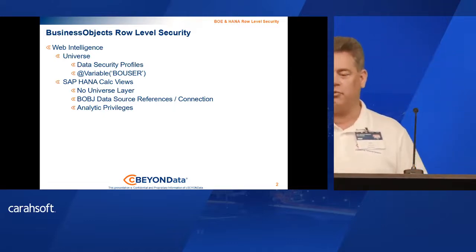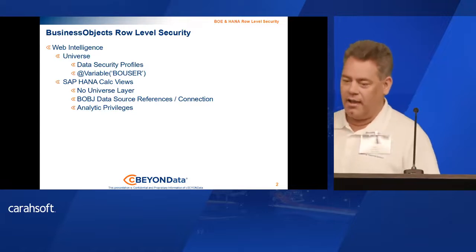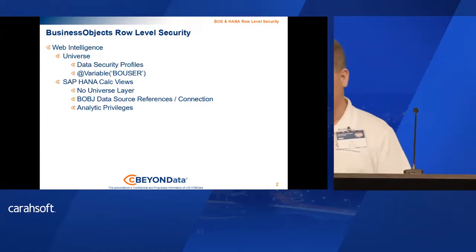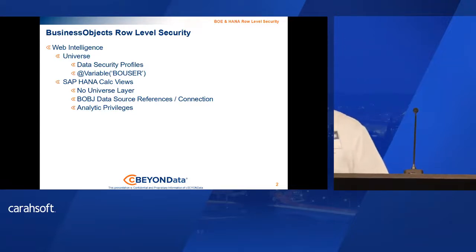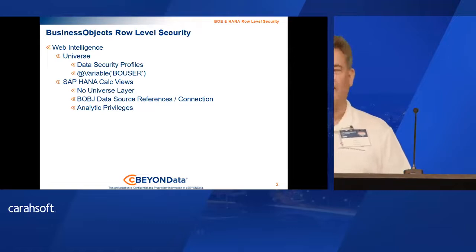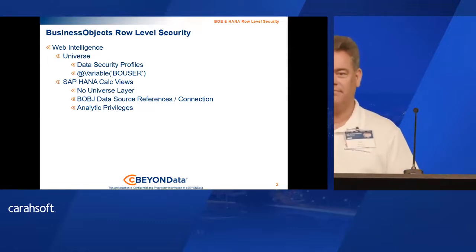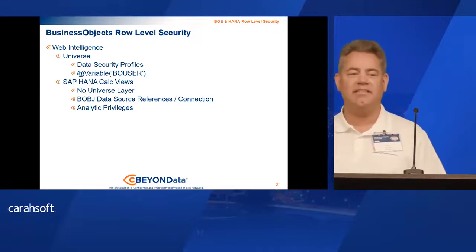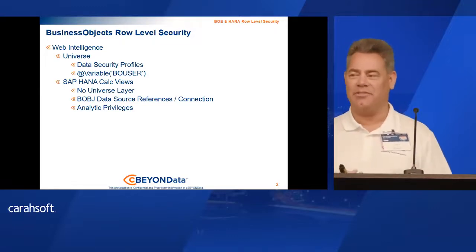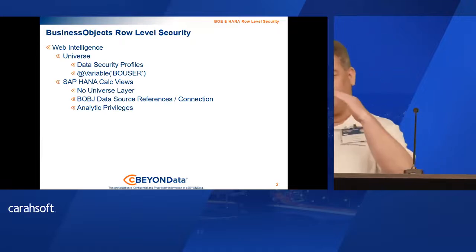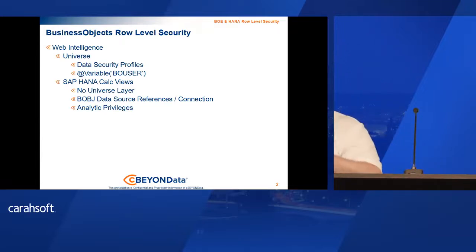So there's no universe layer, and we leverage something in Business Objects called the data source reference connection. Does anybody know what that is? Has anybody seen that? Nobody? Okay, has anybody seen the user profile screen in Business Objects? A couple of you? Okay. Well, in the middle of the screen, before you get to the authentication types at the bottom, there's this little area that I think everybody kind of blows past.